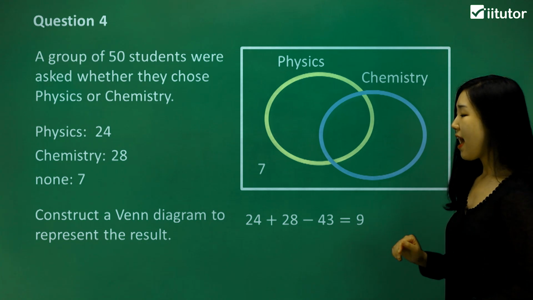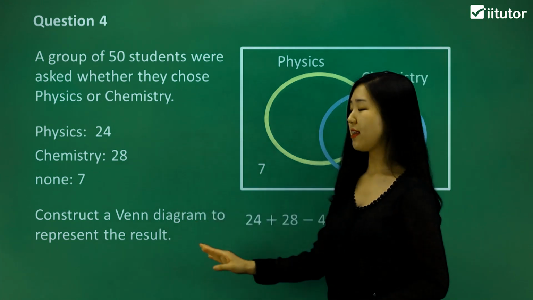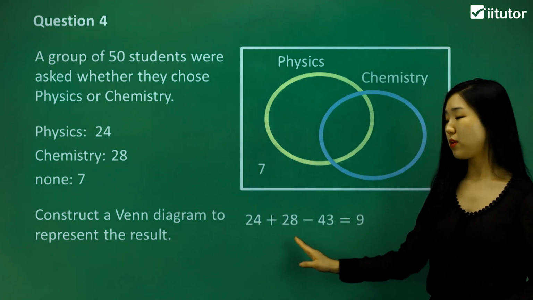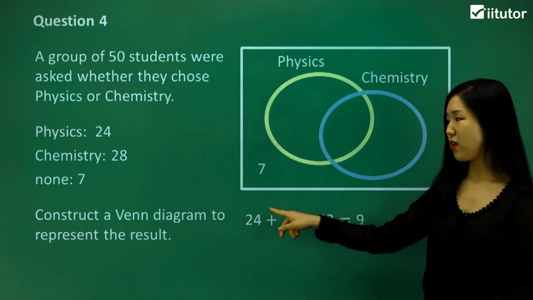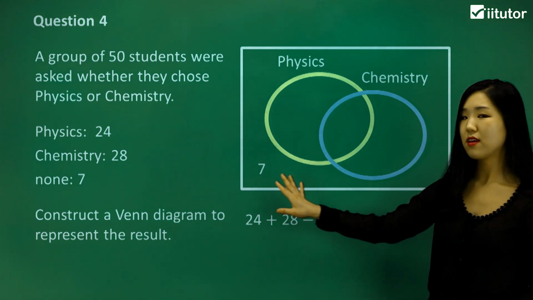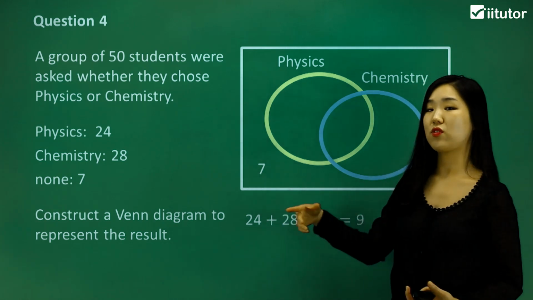Now, we're going to add the 24 and the 28 together, because 24 plus 28, and because I've already put the 7, I'm not going to incorporate that. So 50 minus the 7 will give us 43.